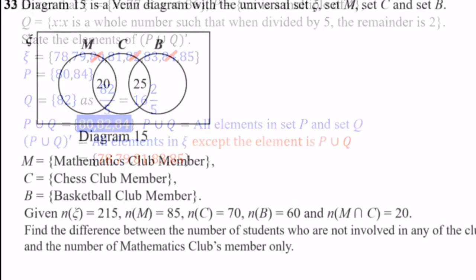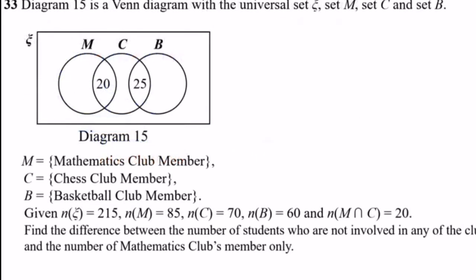Now let's proceed to the next question. Diagram 15 is a Venn diagram with the universal set, set M, set C, and set B. So let's study diagram 15. M is the mathematics club member, C is a chess club member, and B is the basketball club member. And you're given the number of the universal set, right?